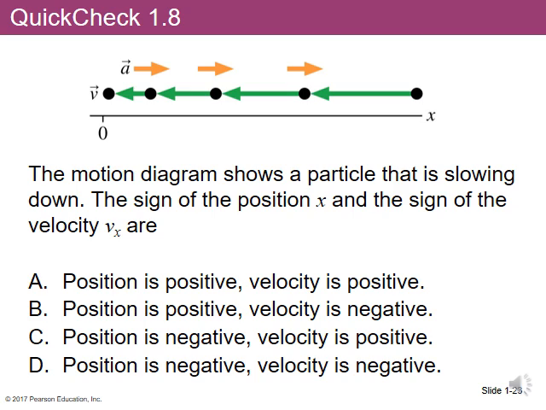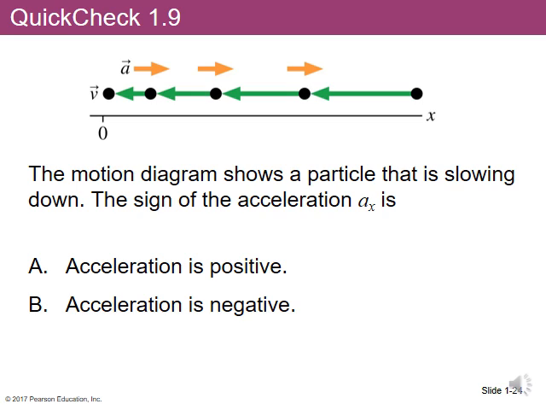One more question to think about. The motion diagram here shows a particle that's slowing down. The sign of the position and the sign of the velocity are which of these combinations? Once again, I want you to think about this, answer this question, and bring it with you to class tomorrow. And one final question. Same picture, but now, what direction is the acceleration?